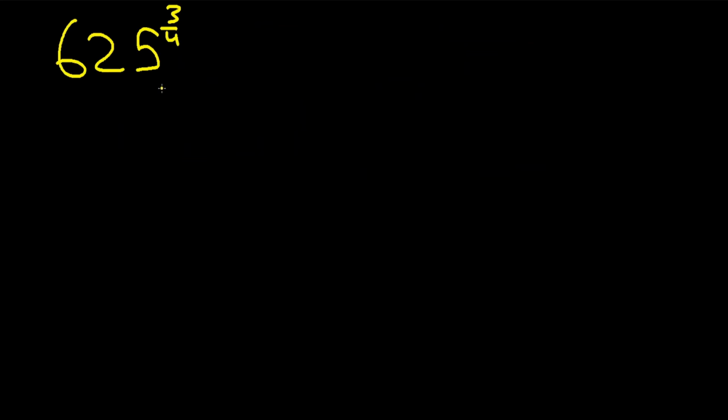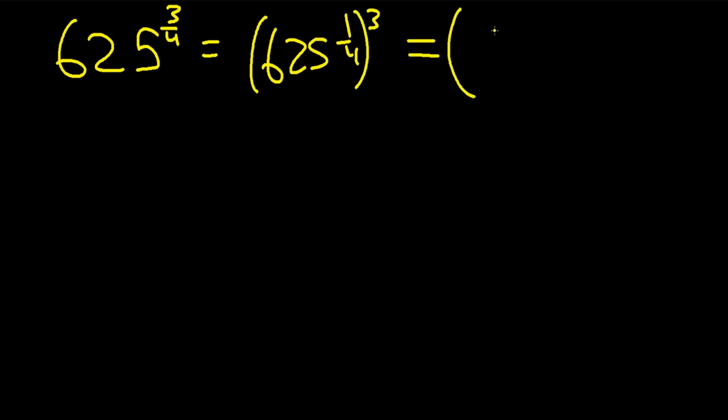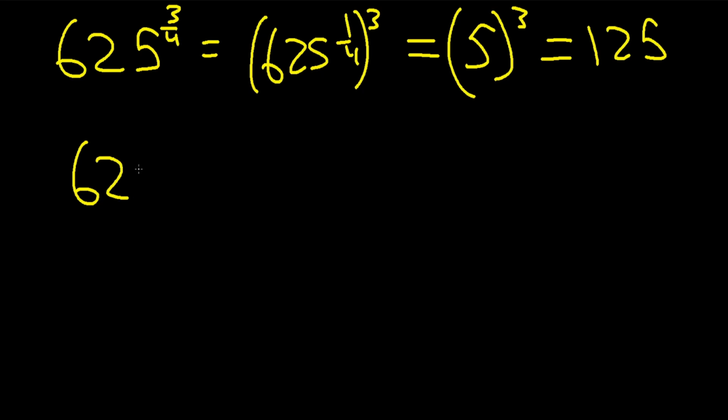Again, let's try to use both forms to compute this one, just to demonstrate the point that the second form tends to cause problems on occasion. So 625 to the power of 3/4 is going to be equal to 625 to the power of 1 over 4, all to the power of 3, which equals 5 cubed, which equals 125.